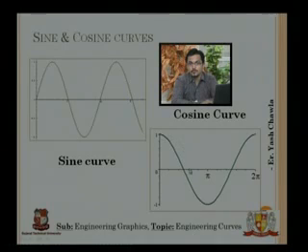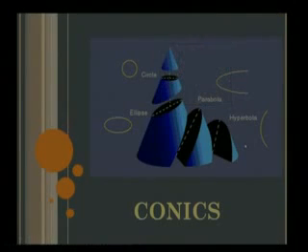So we'll start from pi by 2, then we'll go to 0, then we go to the negative maximum, then we go to 0 again, and then we go to the positive maximum again. So this is one wavelength of a cosine curve. So let's get down to the main topic of today, that is conics.